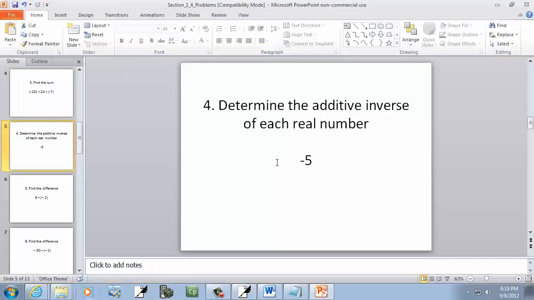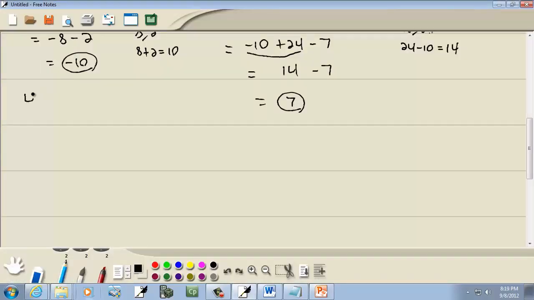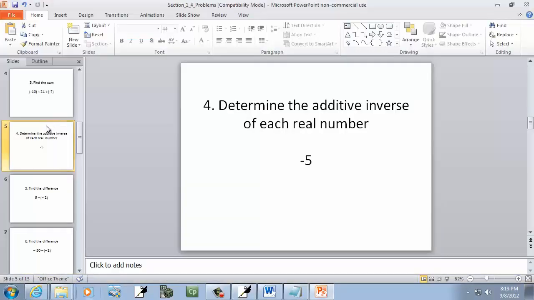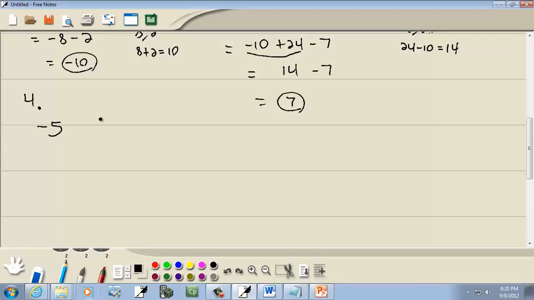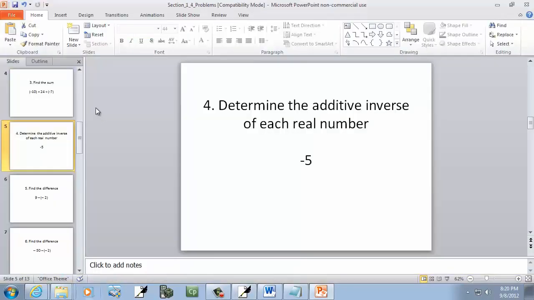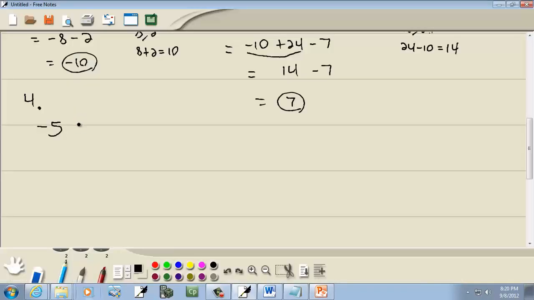Now this next one introduces a new concept, and we're going to show it with an example. We're given negative 5. And it says determine the additive inverse of each number. Well, the additive inverse is that number with the sign change. So negative 5 becomes a positive 5.